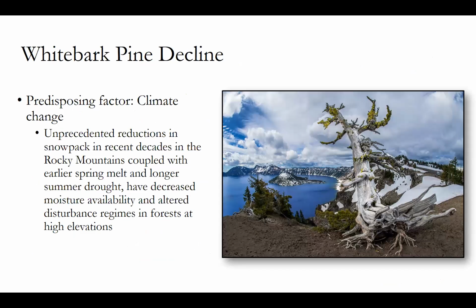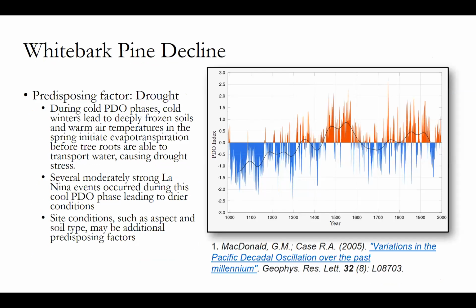So I stated the predisposing factor was drought as a result of climate change. This is actually a very broad statement because the nature of the drought is not straightforward. We're not just talking about a simple lack of rainfall. Drought conditions for this species have been brought on by unprecedented reductions in snowpack, coupled with earlier spring melt and longer summer drought. In addition, droughty conditions have been made worse by a cold Pacific decadal oscillation phase that occurred prior to the decline. And you can see it at the end of this graph here when you're getting right before the 2000 mark.